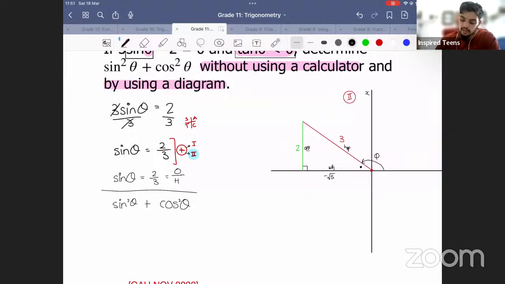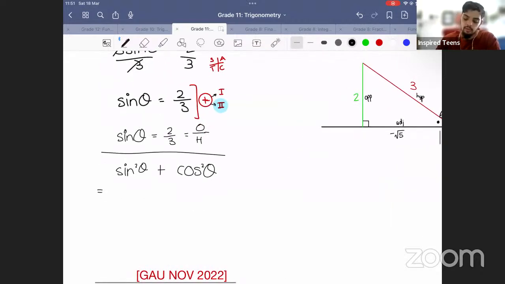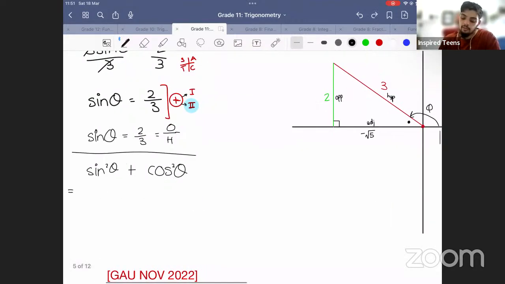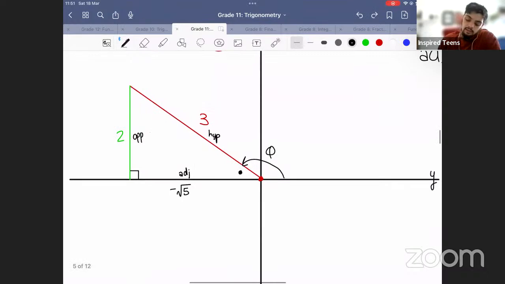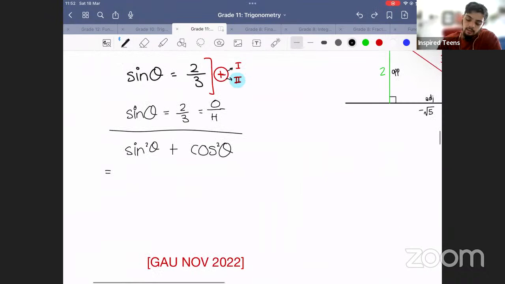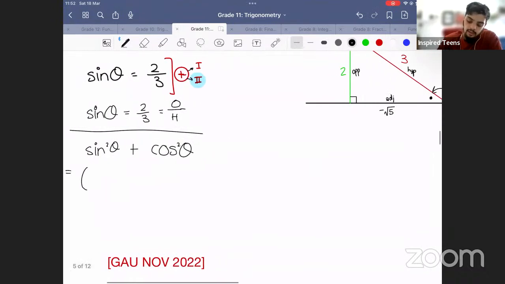So that's actually easier than you think, because where do we get sine theta from? We get that from here. Sine is opposite over hypotenuse. So sine is 2 over 3. Cos is negative root 5 over 3. And then we square. So sine is, we said, 2 over 3 squared plus cos. Cos is adjacent, so negative square root 5 over 3 squared.